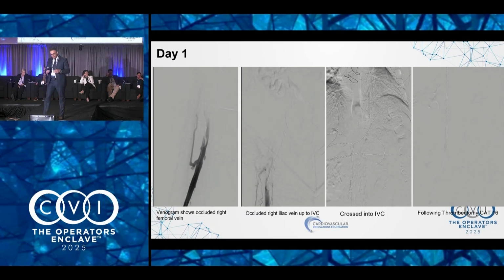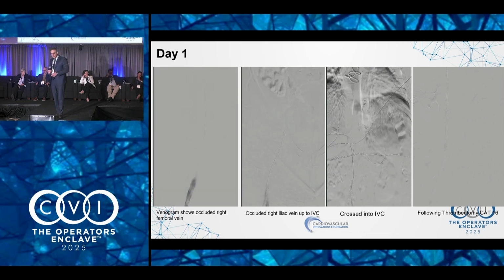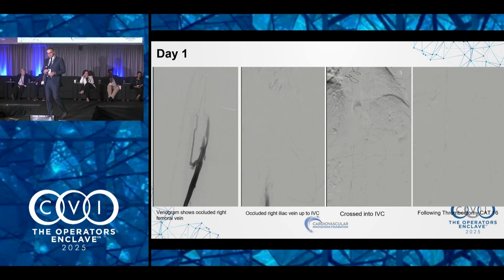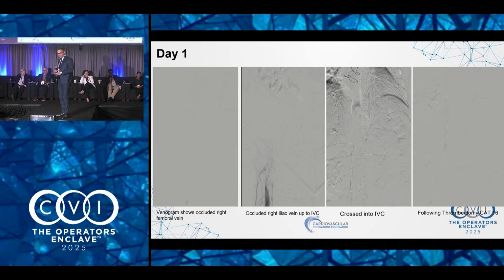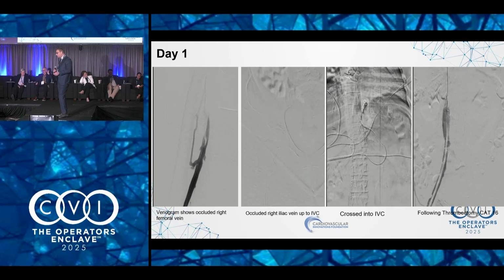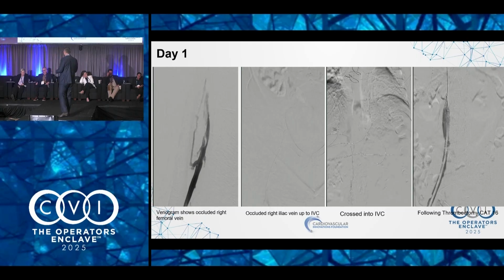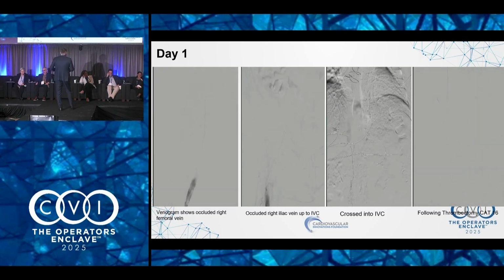So just to make it short, I crossed into the IVC using multiple wires and support catheters. And then I did a thrombectomy using Penumbra. And you can see the angiography here on the last slide coming up in a second. That shows that there is a trickle of flow above that IVC filter. There's not much going out of that IVC filter, despite all thrombectomy.